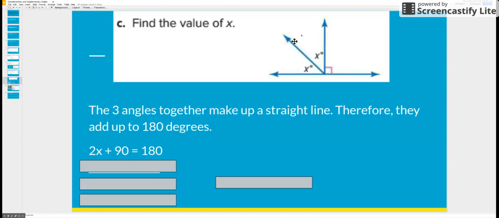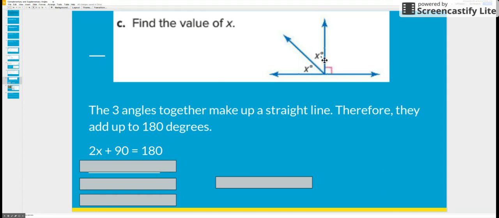Okay, let's look at question C. Find the value of x. So here, the three angles together make a straight line. You see this straight line? This angle, and this angle are all along this straight line. So therefore, angles 1, 2, and 3 all add up to 180 degrees. We know that this angle here is 90 degrees because there's a box. So this angle represents 90 degrees.